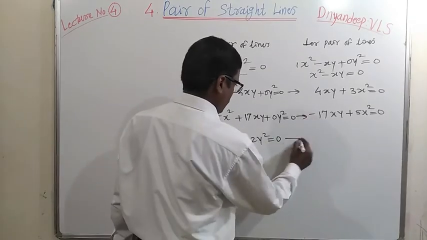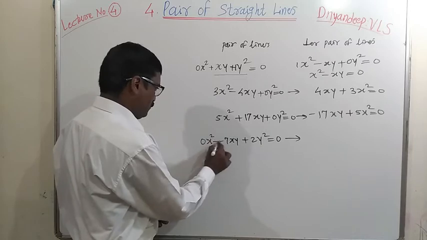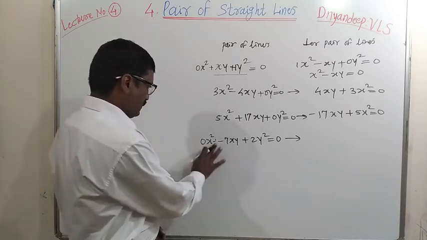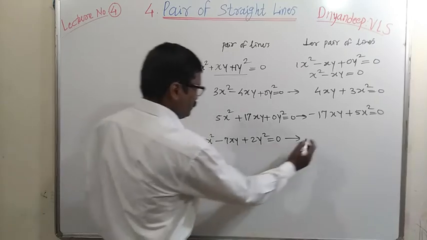And the last one, once again the x square term is absent, it means 0 times x square is there, and here a negative sign is given. Change the coefficients, so we get 2x square.